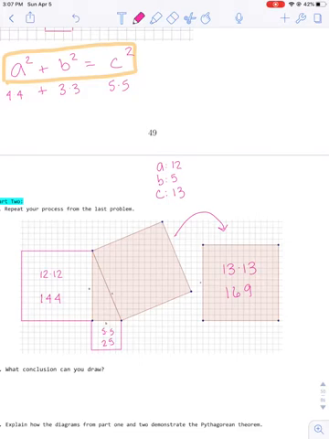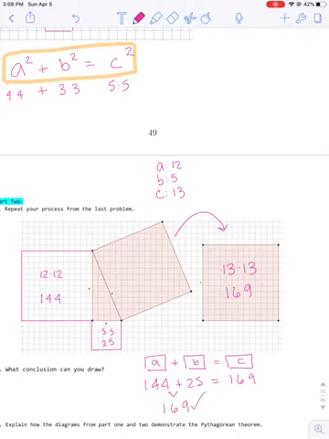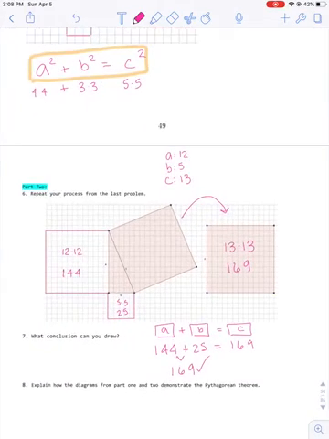So what they want us to do is compare what these areas are when I add up the two legs' areas. So when I did square A plus square B, I want to see if it still is equal to the area of square C. Square A was 144, square B was 25, square C was 169. And yeah, that is equal.